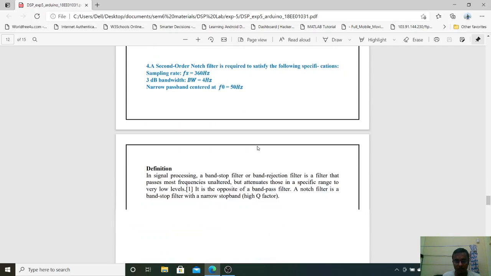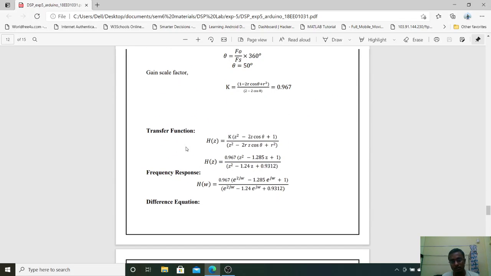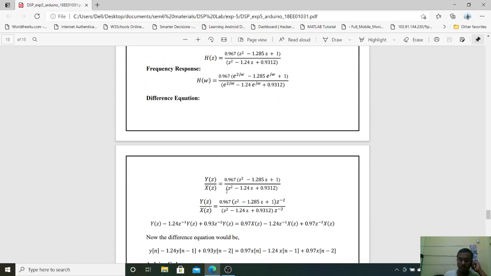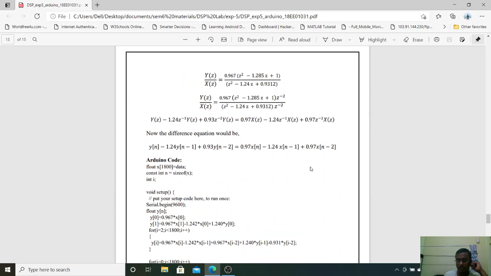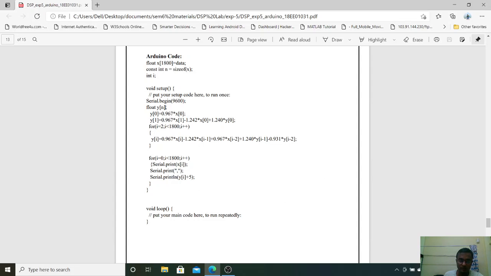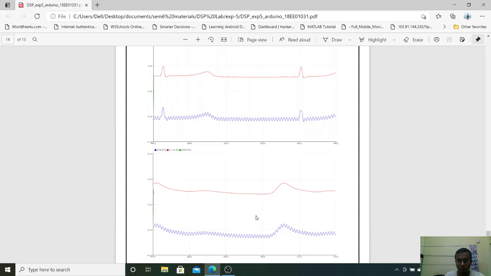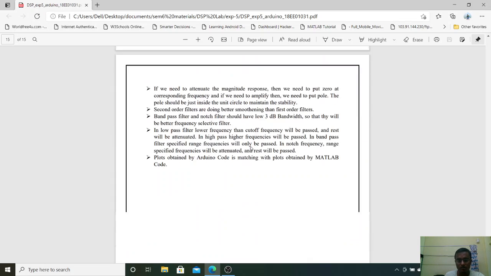And for the band stop filter, it is the same. It will have two cutoff frequencies, and it will be stopping a given frequency range and allowing all other frequency components. Here I have used the formula and got the transfer function, and from there I have got the difference equation again in a very similar approach. And this is our Arduino code, and this is the output of the band stop filter.